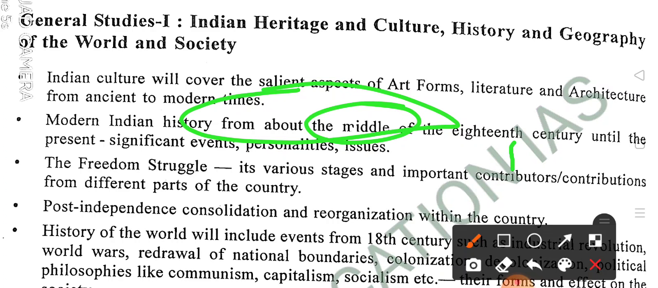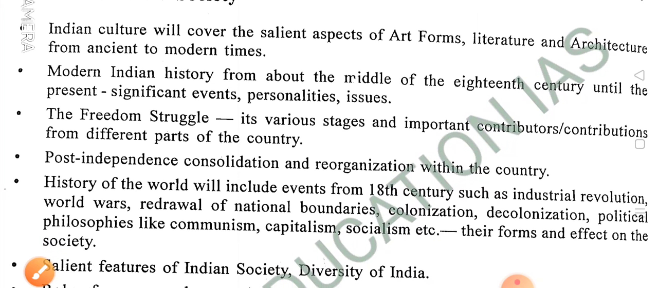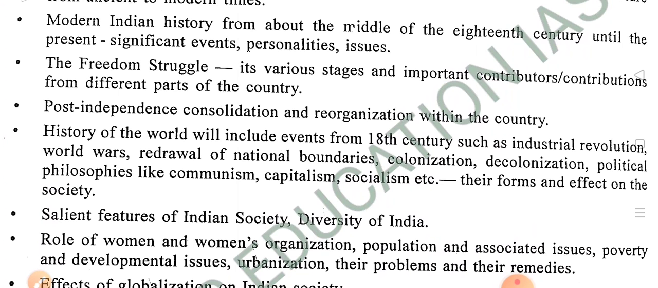After that, you have to see the formation of the Congress in 1885 and what the goal of forming the Congress was. The next point is the freedom struggle, its various stages and important contributions from different parts of the country. These are the most important topics: the various stages, and who the contributors were to our country's freedom struggle.